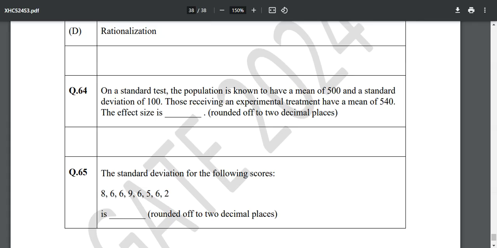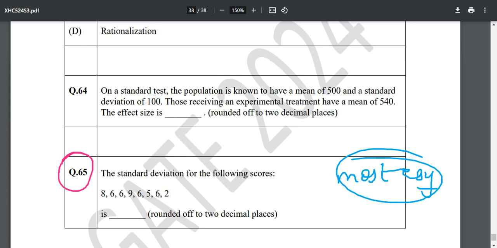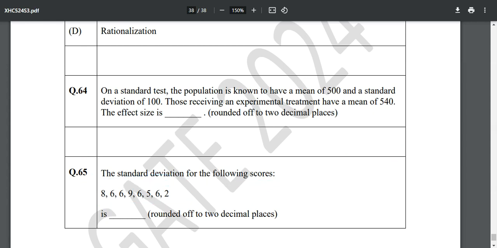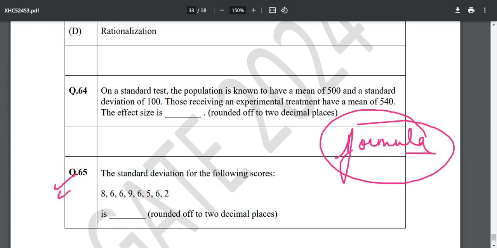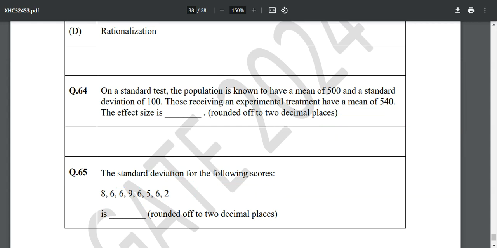Alright, so let's start. As you all know, we do things differently, and we will be looking at question number 65 first of all, the easiest question so far. You have to calculate the standard deviation of the following scores: 8, 6, 6, 9, 6, 5, 6, 2. This will give you 2 marks pretty easily, right? I hope you all know how to calculate standard deviation. You just need to know the basic formula and you are good with it.